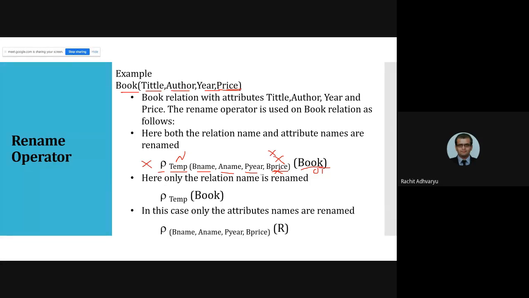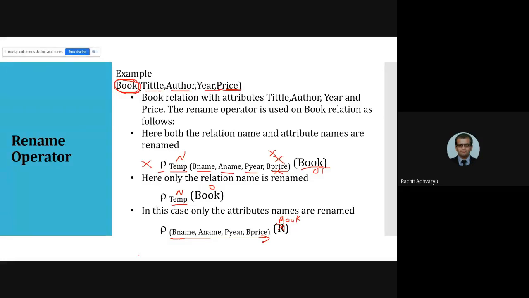The next example is just changing the name of the table. So what I'm doing: rho, the symbol of rename, then the new name, and the old name. That is what we have done. Rho temp book. So book will now be named temp. Then if I want to change only the column names of this particular book, I am not giving any new table name here, but I will just provide the column names. Instead of R, it will be book here. It is misprinted, so it will be book here. So this is the rename operator.